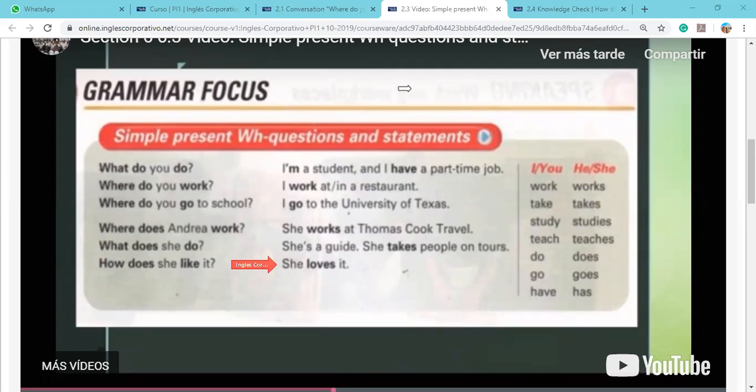Now remember that with I and you, we use the verb in the base form. Work, take, study, teach, do, go, have. But with he, she, and also it, okay, third person, the verb changes. Works, takes, studies, teaches, does, goes, has. Okay. Repeat, please. Work, works. Take, takes. Study, studies.